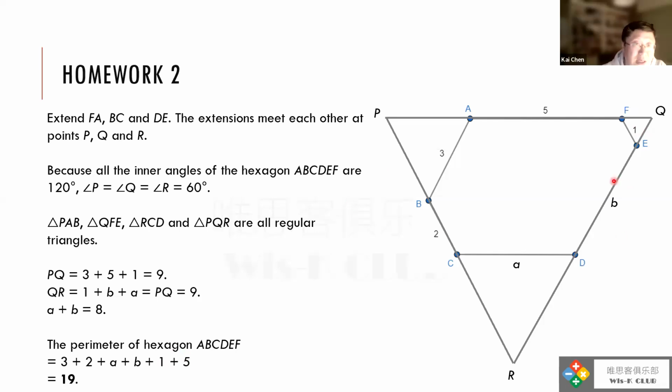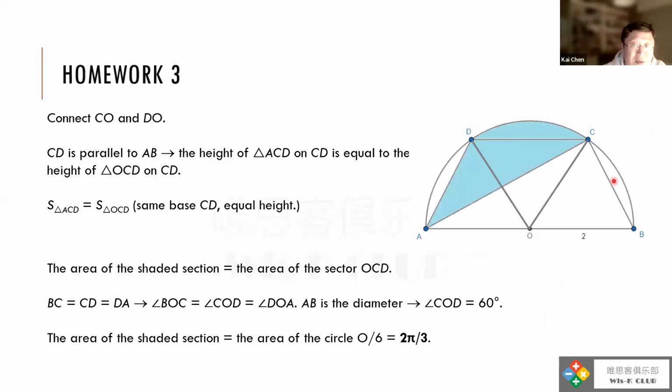Yeah. Okay. Number 3. So number 3, you can say I can cut the blue shaded region into two parts. One is the part over CD, and the triangle ADC. Yeah, that's correct. But more straightforward is to say, if the ADC, ACD, we can convert this to OCD. Why? Because they share the same base. They have the same base, CD.